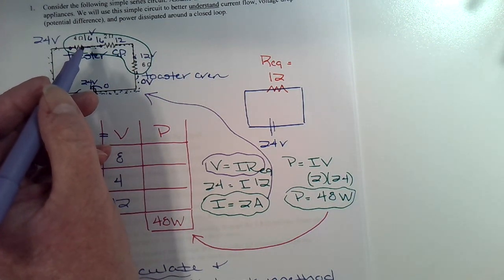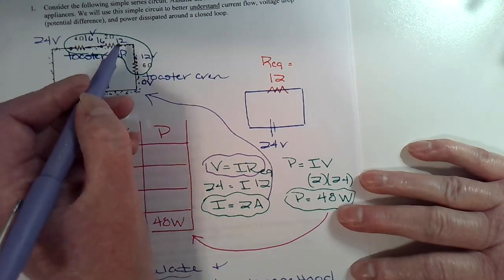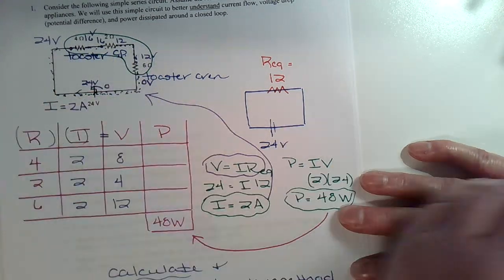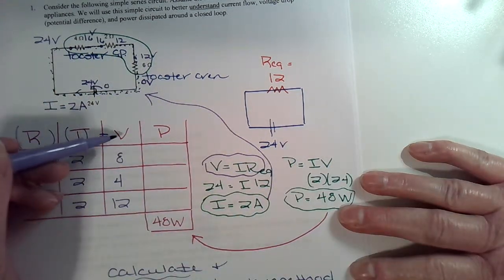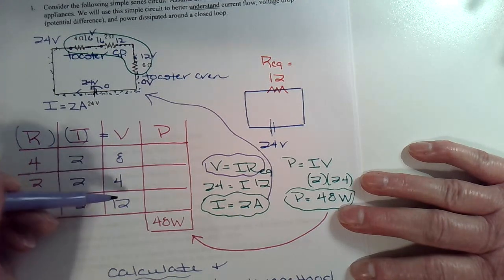So we're not blowing up mountains. We are heating the toaster. We are heating the coffee pot. We are heating the toaster oven. And they can have different amounts of resistance. And this is how much voltage I have to spend to heat those appliances.